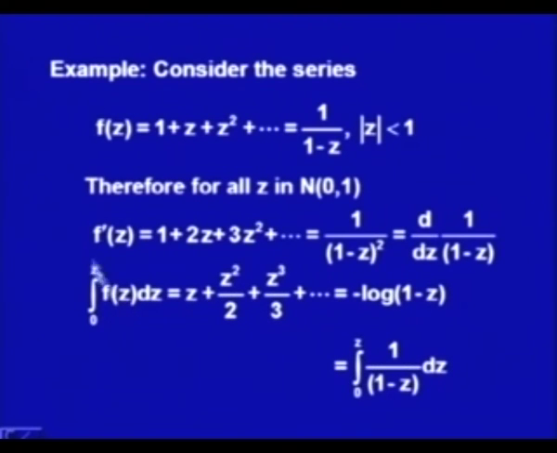Similarly, if we integrate this series term by term, then on the right hand side we will have a series, and we know that this series is nothing but the series for minus log of 1 minus z, which is the integral from 0 to z of 1 upon 1 minus z. So, this also establishes term by term integration for the given function f(z).